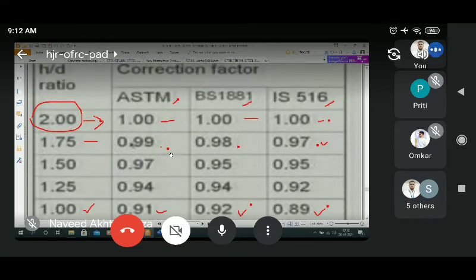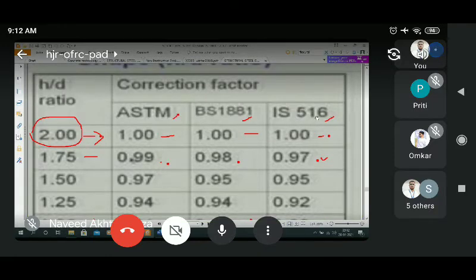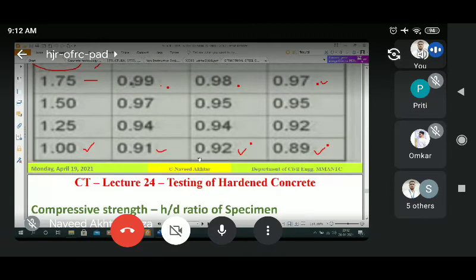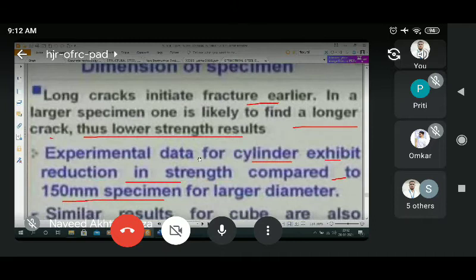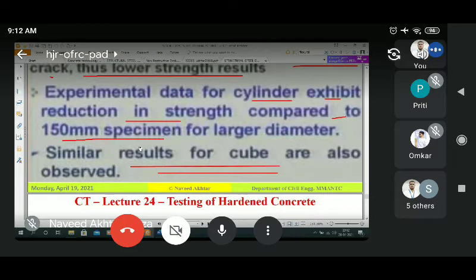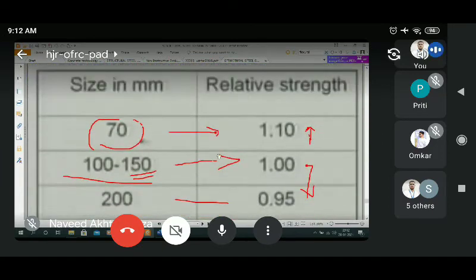Then with reference to that, for another size of the specimen, the ASTM, the British code, and the Bureau of Indian Standards have given the correction factors, if your height to depth ratio or height to diameter ratio is different. Long cracks initiate fracture earlier; in a larger specimen, one is likely to find a longer crack, thus a lower strength result. The experimental data for cylinders exhibit reduction in the strength compared to the cubical specimen. But definitely, similar results for cubes are also observed. If the size of cubes is different, then their relative strength is also different. That also we have seen yesterday.